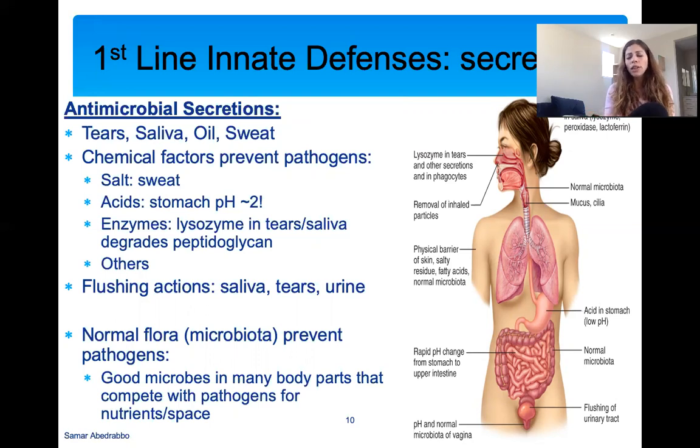Urine, a lot of times when people have UTIs, we tell them to drink a lot of water so they can urinate. And it's a self-limiting infection where a lot of times they don't need anything. If they can drink enough water and flush out the microbe, they're good to go.